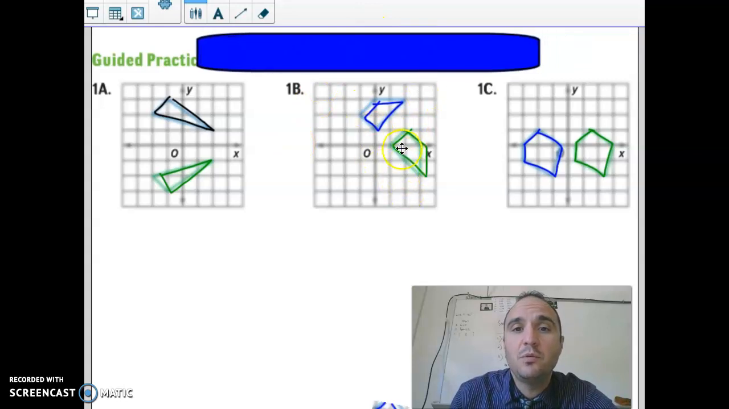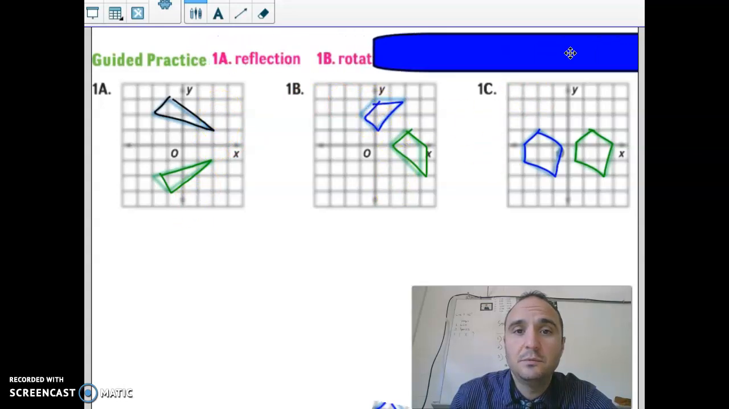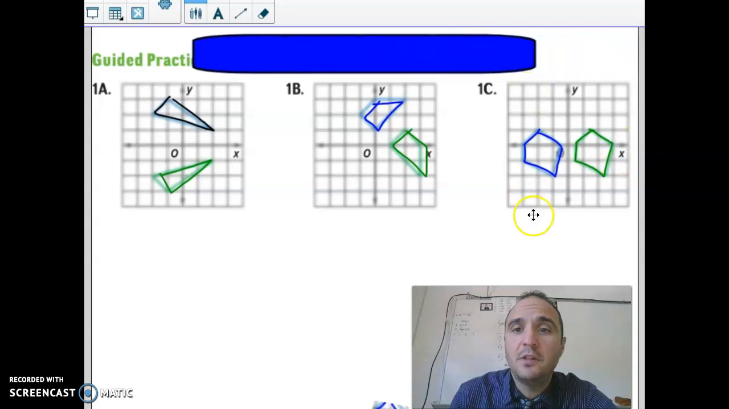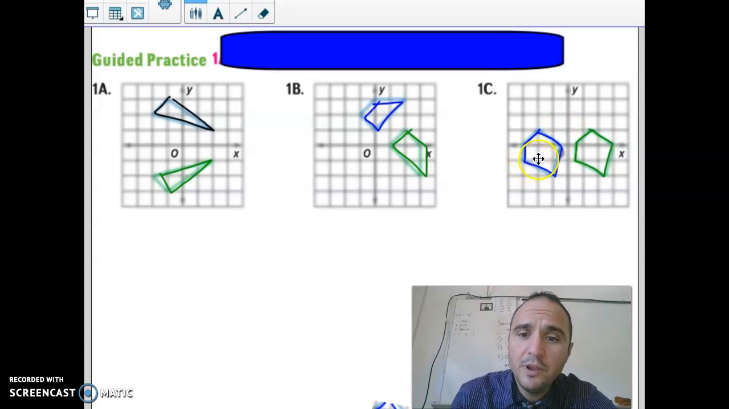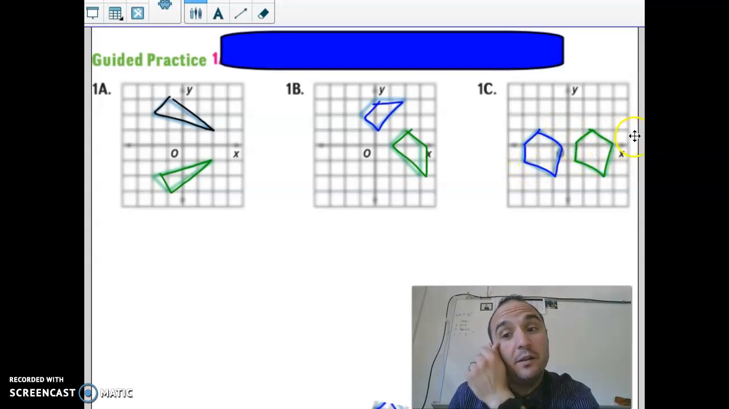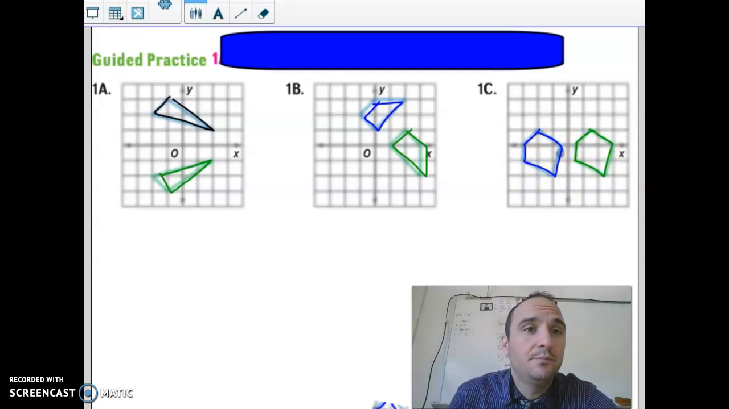Does anyone know what this one would be considered? Is this going to be a reflection, a rotation, or a slide? This one's a rotation. And the last one here is a slide. Pre-image in blue, final image, post-image in green.